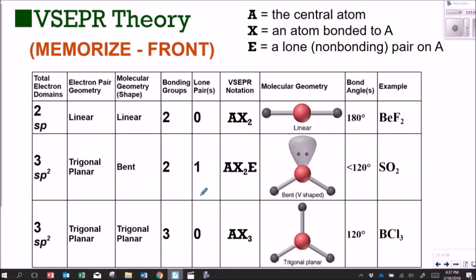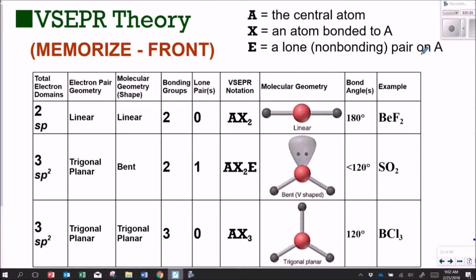This is your VSEPR chart that you were given. You will not be given this chart on tests and quizzes. You have to memorize the electron pair geometry, the molecular geometry, and the corresponding bond angles on this chart, and be able to predict that for molecules. On the chart in this column, A is the central atom. X represents an atom bonded to the central atom A, and E represents a lone pair of electrons on the central atom. The VSEPR theory focuses on the central atom to predict molecular and electron pair geometry.